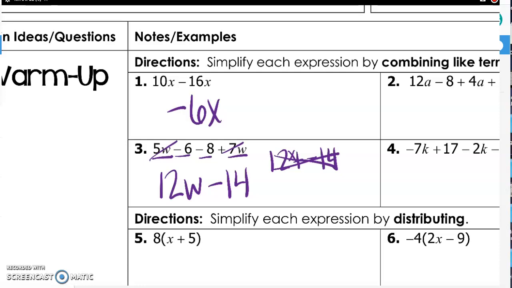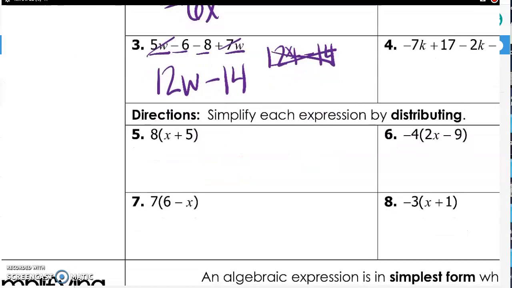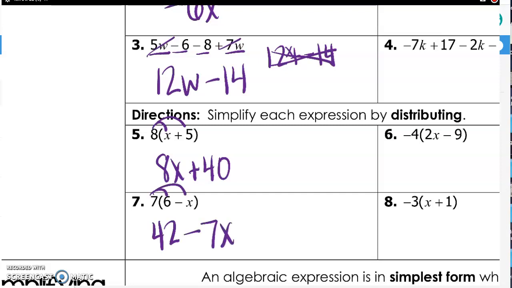So find the ones that match and put them together with addition or subtraction. Simplifying is multiplication. So 8 times x is just 8x. 8 times 5 is 40. So 8x plus 40. Number 7, 7 times 6 is 42. 7 times a minus x is minus 7x.